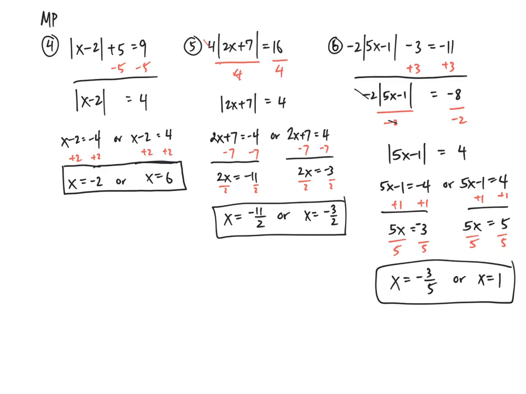Notice the third problem, number 6. It's pretty complicated. You need to peel off one layer at a time in order to solve that problem, and that's what I did. The first thing I did was add 3 to both sides, to get rid of the minus 3. Then I divided by negative 2 on both sides in order to get rid of the negative 2 in front of the absolute value. Once I got the absolute value, I split it, where it could either be negative 4 or positive 4, and then solved it.